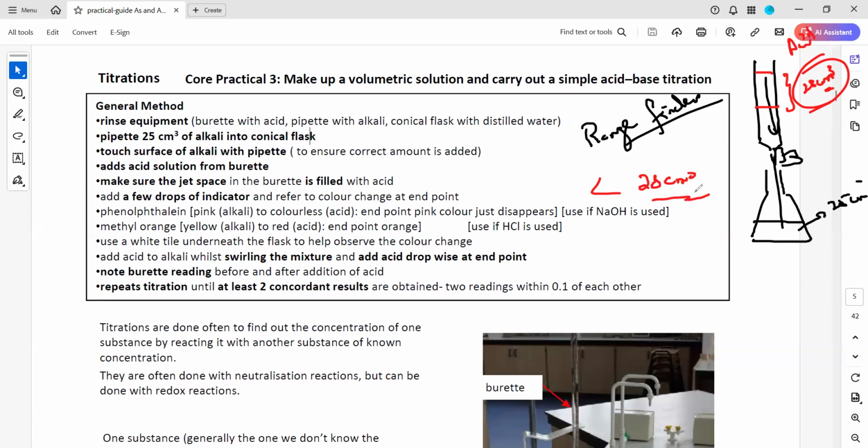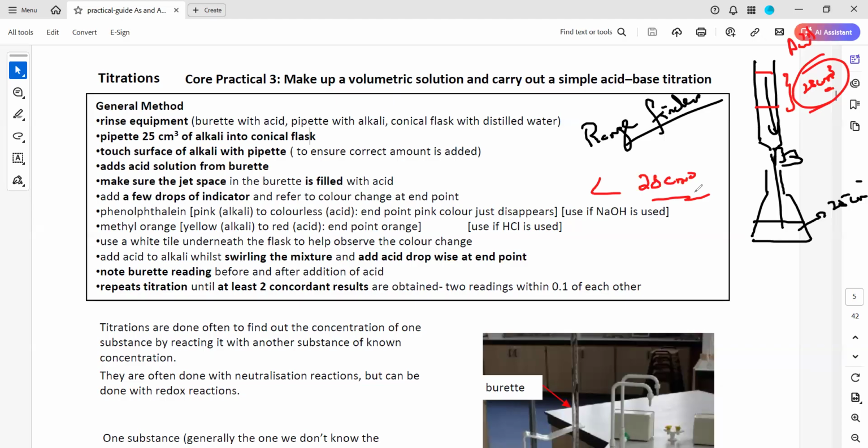The first experiment is always a range finder. It's a rough titer. In a rough titer, we take a conical flask filled with an alkali and an indicator. We just open the jet and swirl the mixture. So you will have a rough idea of around what volume there will be a color change.